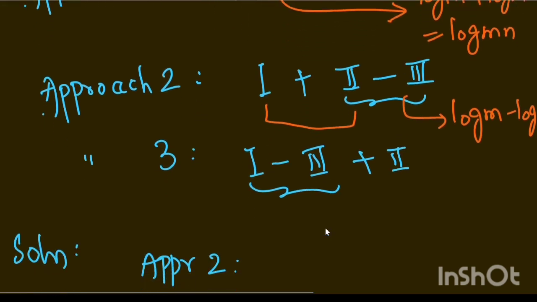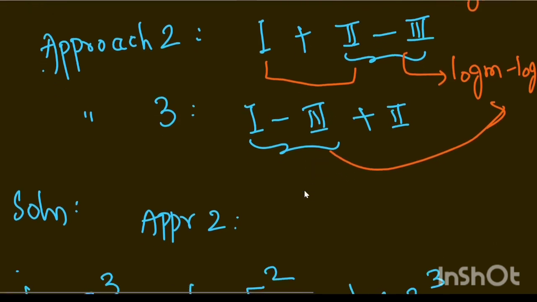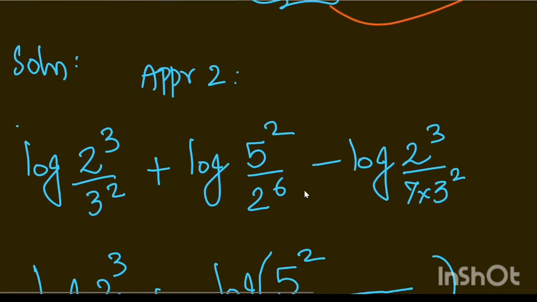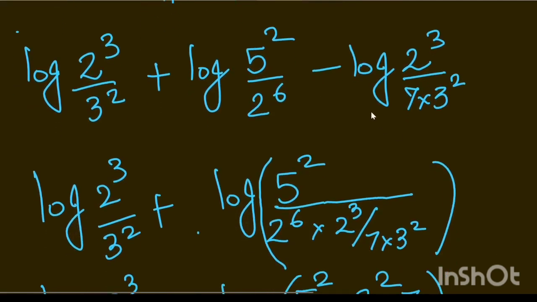Similarly, the third approach would be to use log m minus log n first, and then whatever we get in terms of log, we use log m plus log n. So we can use any of the approaches, which are quite similar and easy also. Approach 2 we will use: rewriting the question and then applying the second and third, log m minus log n.